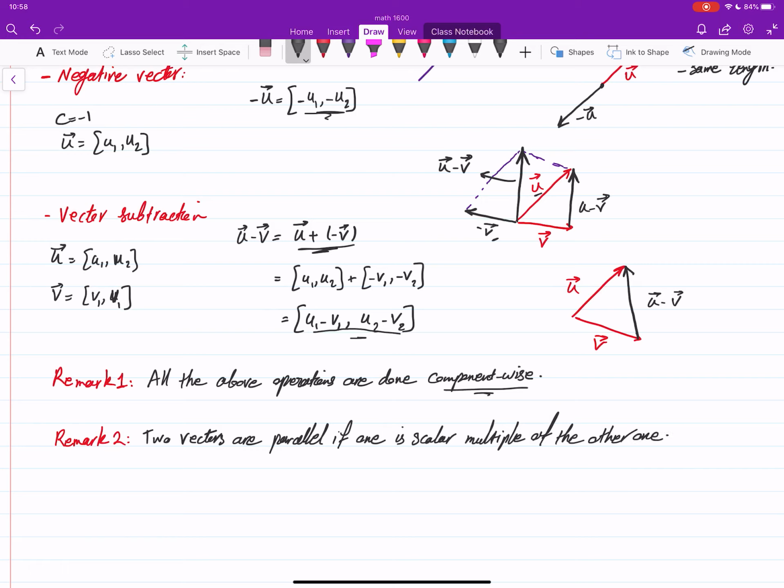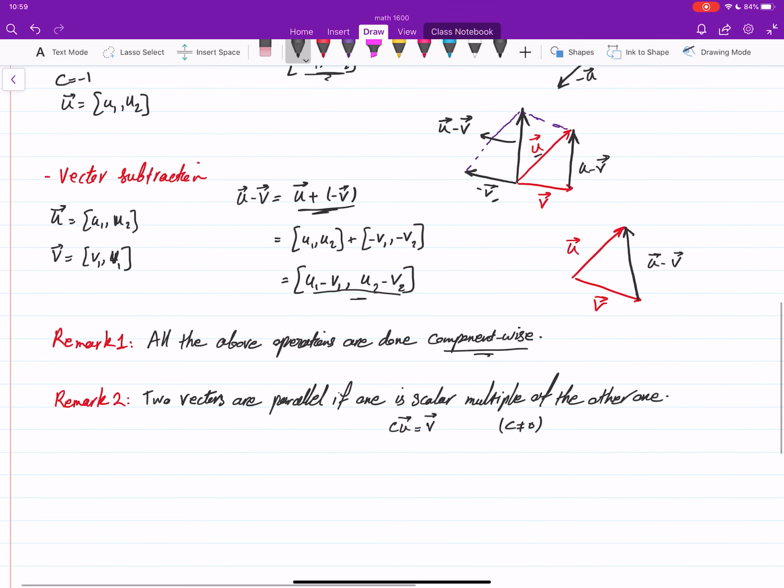So in other words, there is c that you multiply to one of them, you get the other one. Well, I have to be a little bit careful. For this scalar multiple, we need to make sure that c is not 0. If you multiply 0 to a vector, you get the 0 vector, which doesn't have any direction. It's a very strange case. Okay. So that's another thing. Parallel vectors means that one is a multiple of the other one. And there's a third remark.